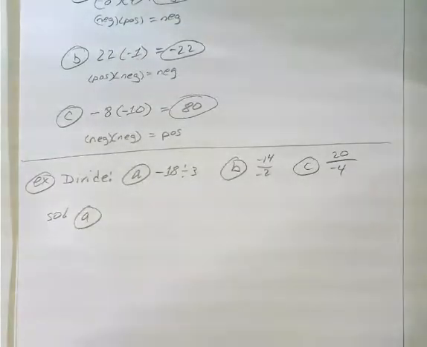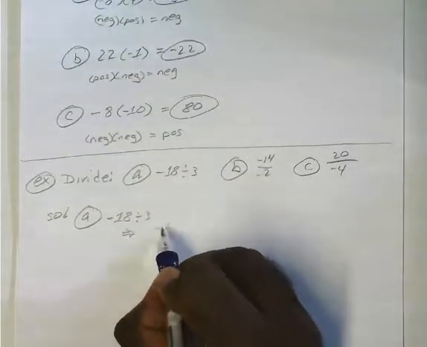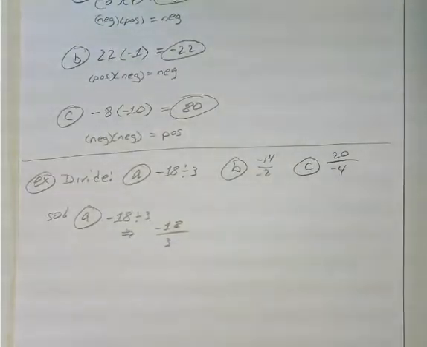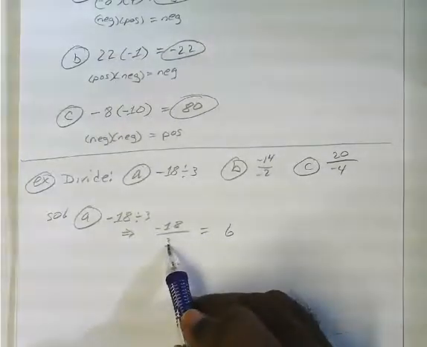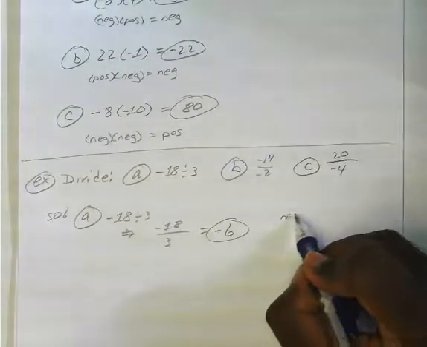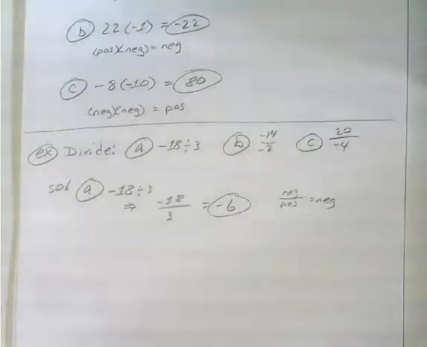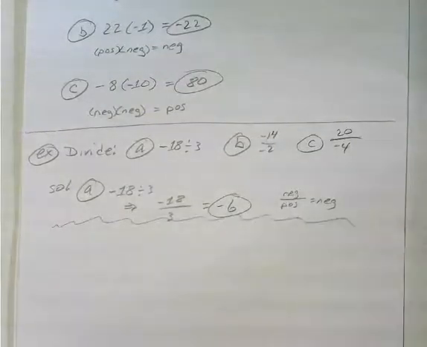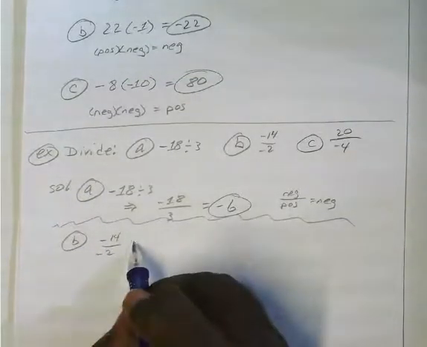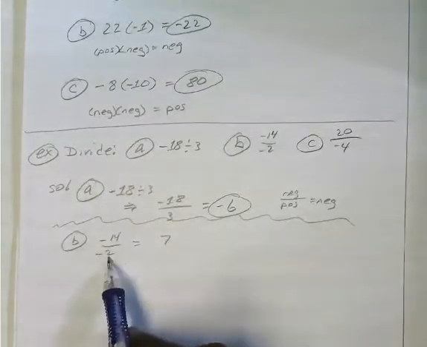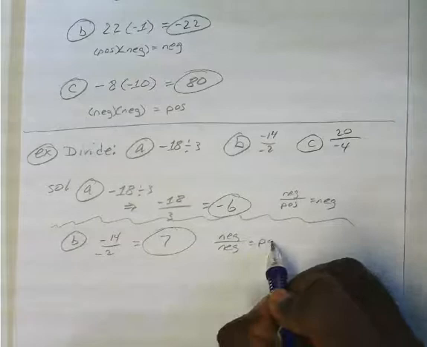So for problem A, negative 18 divided by 3. We can just rewrite that as negative 18 divided by 3. So 18 divided by 3 is 6. Negative divided by positive is negative. So let's go on to problem B. Negative 14 divided by negative 2. 14 divided by 2 is 7. Negative divided by negative is positive, so that stays positive.